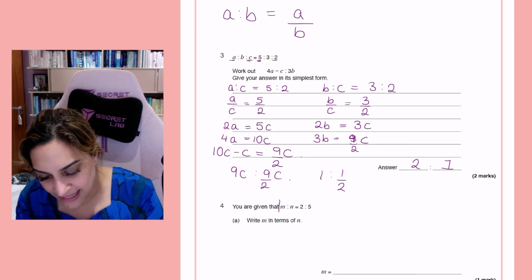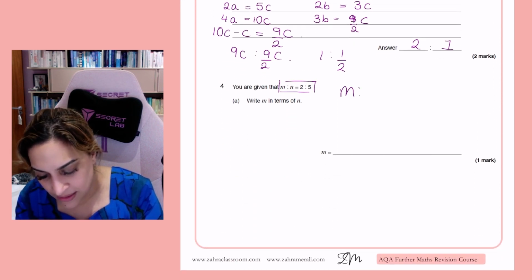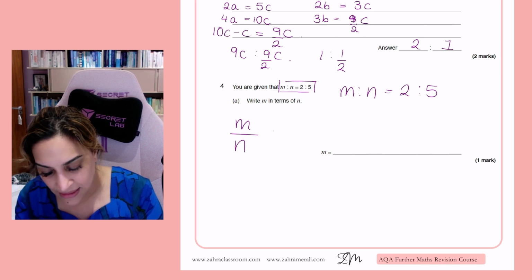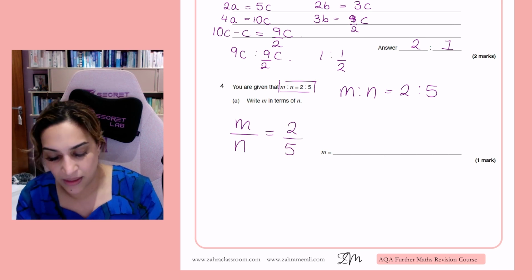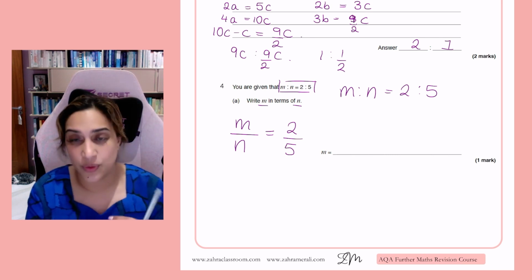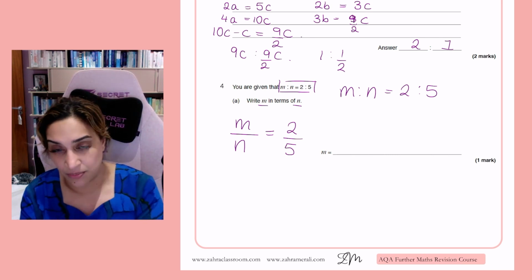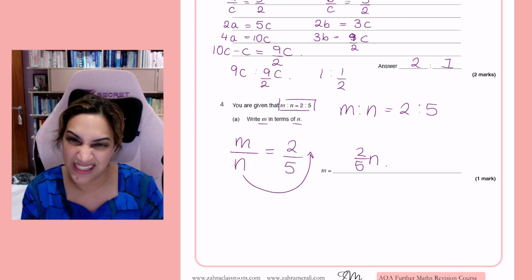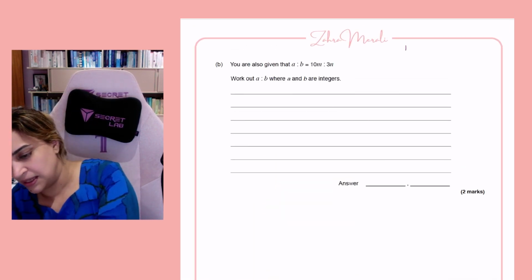Next bit, we're given m to n equals 2 to 5. So that tells us m divided by n equals 2 over 5. And we want m in terms of n. So we want m equals something. So I'm going to multiply the n up here, and we're just going to get m is 2/5 n. Now we need that for the next bit, so let's write it up here.